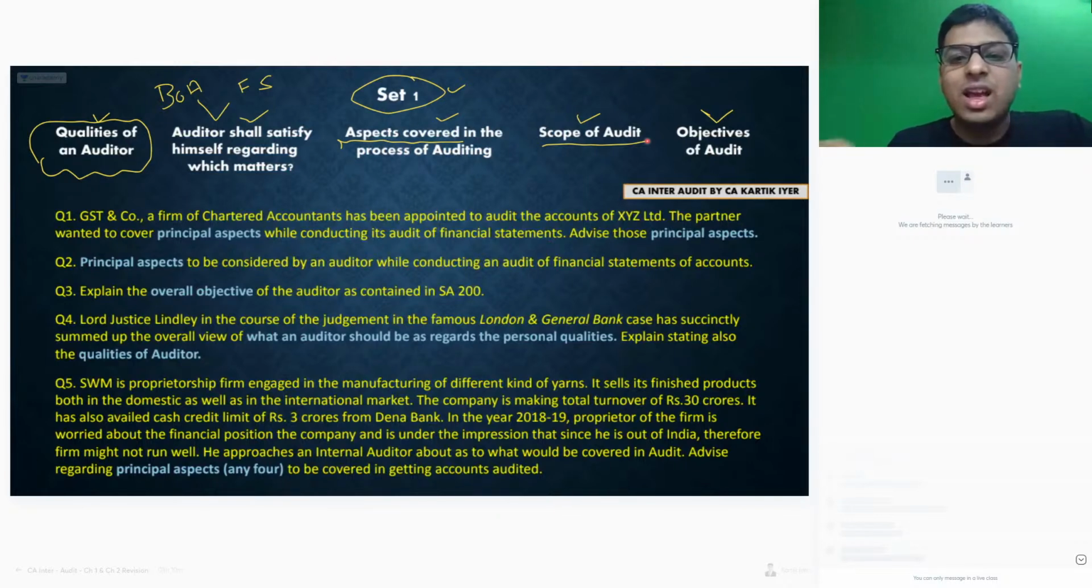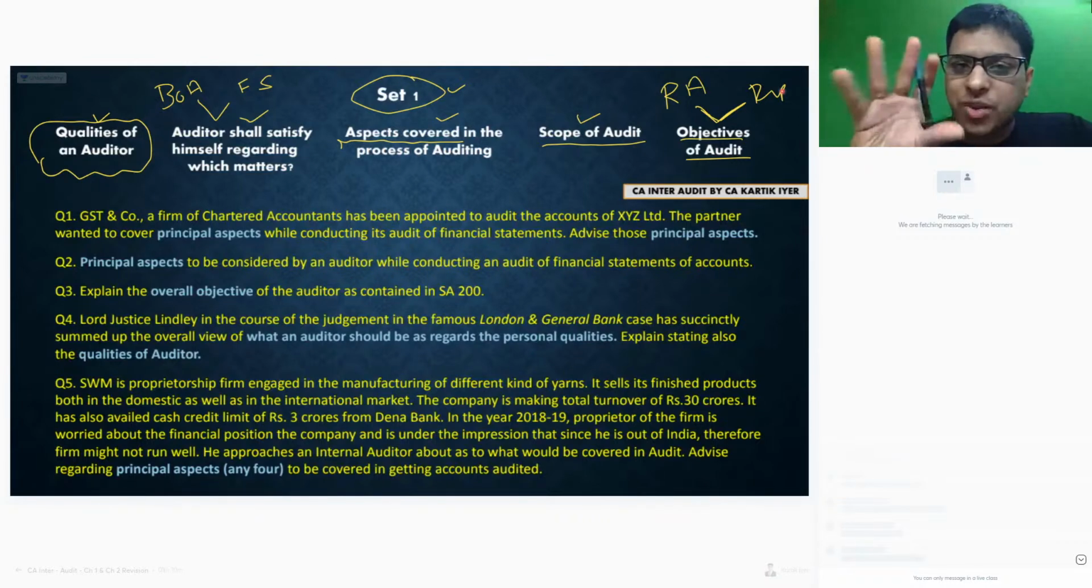Easy. Last is objectives of audit. Basically, what is the goal of the auditor? There are two simple things. First goal of the auditor is to obtain the reasonable assurance level. He has to reach the reasonable assurance level. And the second is that the auditor should report as per the standards on auditing.